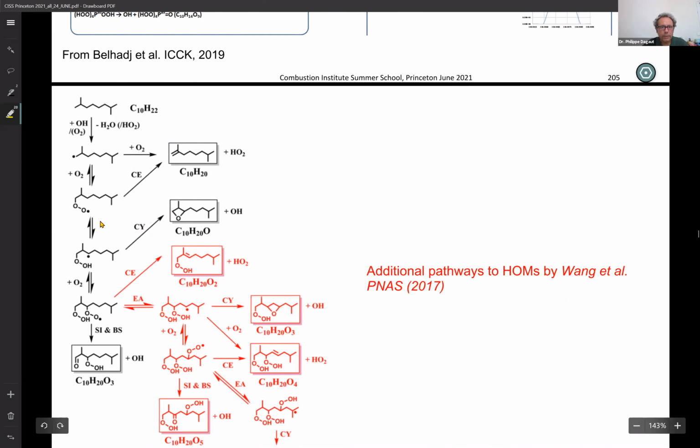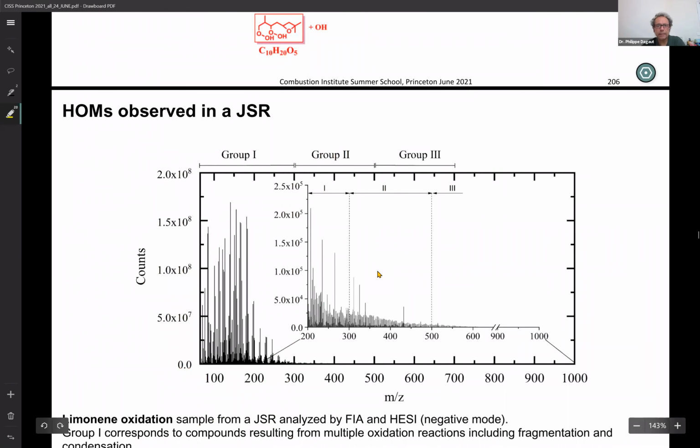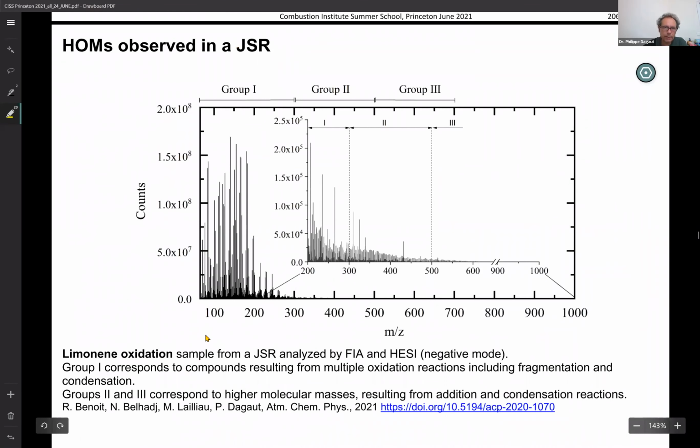So we observe these highly oxygenated species. This is a mass spec obtained on our sample of limonene oxidation below 600 Kelvin. And you can see all these mass peaks here. But if you look more carefully between 200 and 600, you see that there are still species which are formed, which are very heavy, and they correspond to highly oxygenated species.